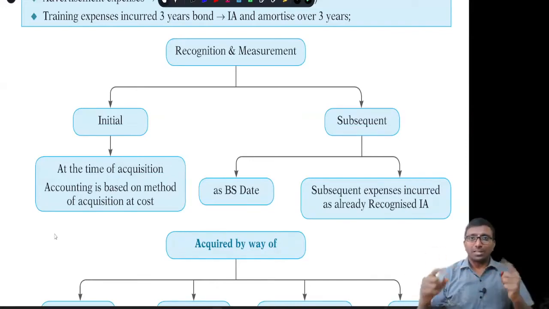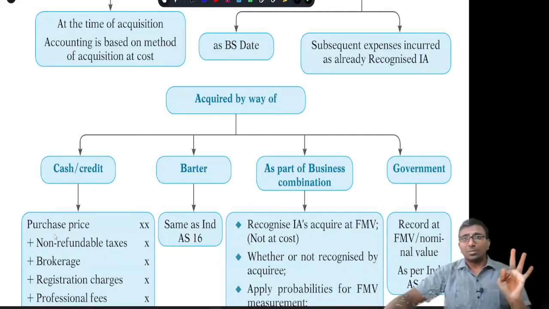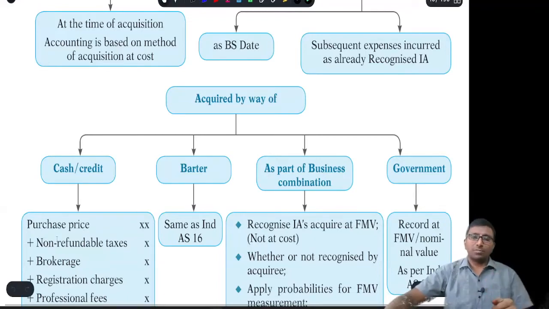Subsequent recognition has subparts: one is on the balance sheet date, or subsequently if you have incurred any expenditure on an already recognized intangible asset. For initial recognition, you can become the owner of an intangible asset in four ways. One is the cash or credit method. Next is the barter method. Next is acquisition as part of a business combination. Self-generation of the intangible asset is the third, and the fourth is by government grant. Before going to self-creation of intangible assets, let us look at this.